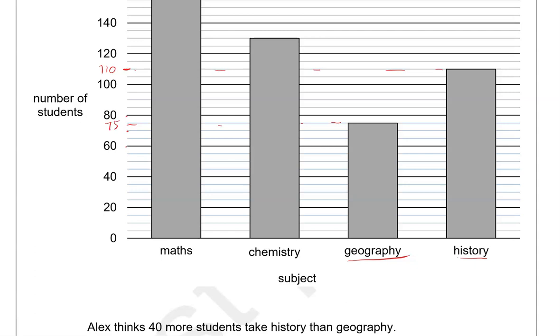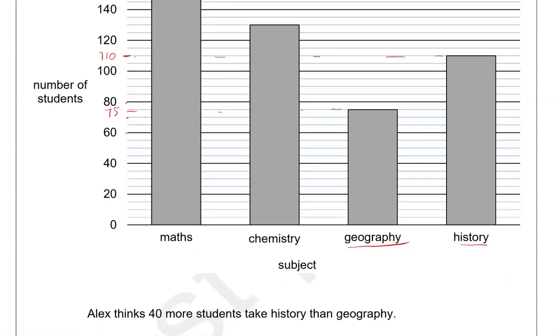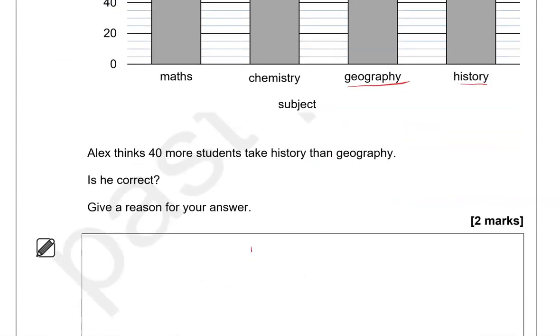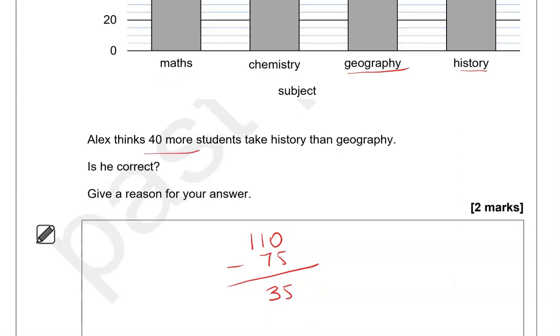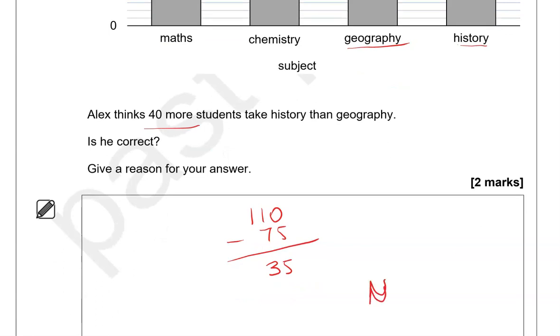So what is the difference? 110 take away 75, that is 35. So is this more than 40? No, it's not. So no, he's not correct. We're going to say no, it's 35 more, because we've got to give a reason.